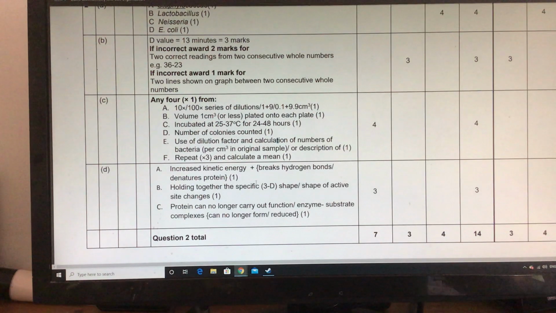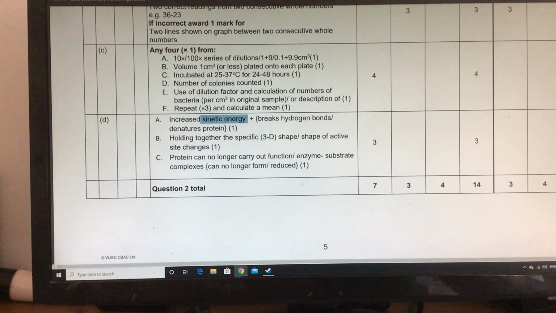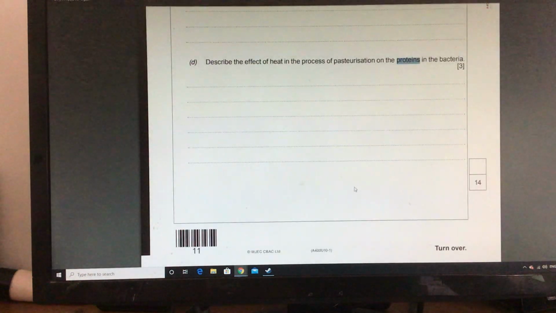So if you look at the mark scheme, you need to be clear on heat or kinetic energy breaking those bonds. Kinetic energy breaking the hydrogen bonds. Denaturing by itself, I can't take. It does need to be in a bigger picture here, please. Then what would those hydrogen bonds have done? They would have held together the 3D shape. They would have held an active site in the shape that it needs to be, for example. Therefore, the protein can no longer produce its function, and eventually you're going to have the death of your bacteria. Right, that was question 2.